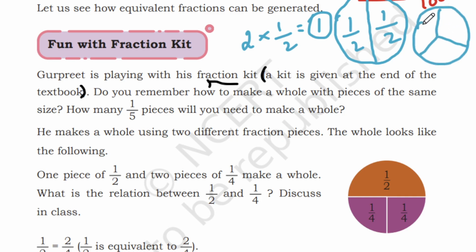So this is 1/3. So 1/3, 1/3 and this is 1/3. So how many 1/3 do we need to make a whole? We need 3 pieces of 1/3 to make a whole again.